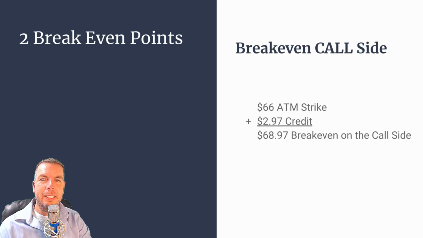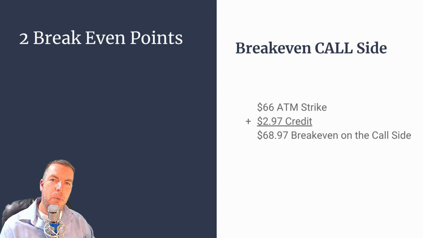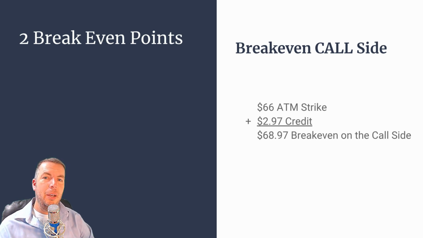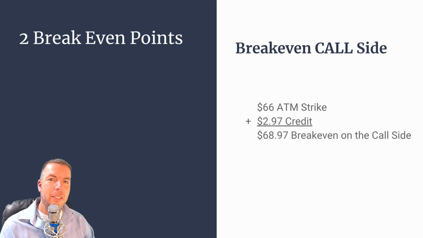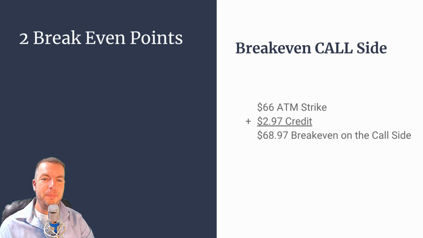So again, we're looking at that $66 at-the-money strike that we sold, and we received a $2.97 credit. So we're going to add that to the call side, and our break-even point on the upside is going to be $68.97. So if the stock were to move above $68.97 and it were beyond that point at expiration, that's our break-even point. Anything beyond that would be a loss at that point. Of course, our losses are capped at that $303 or $3.03 because of the difference of that spread minus the credit that we received, right?